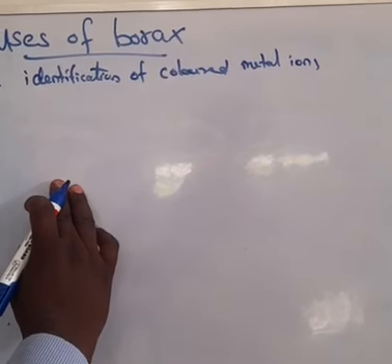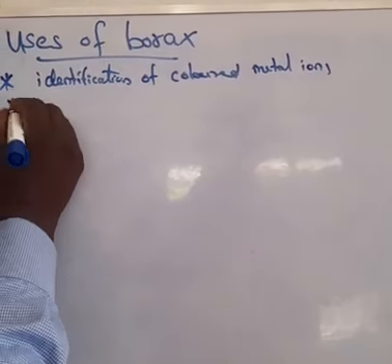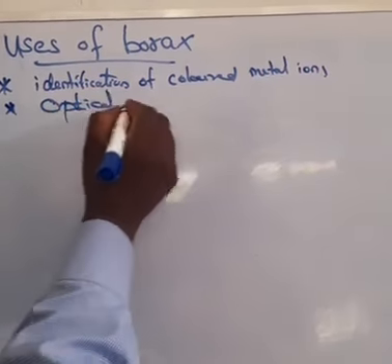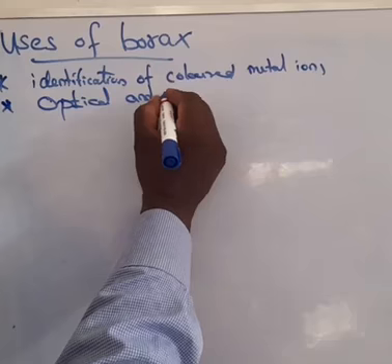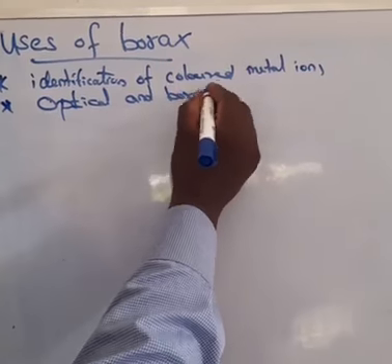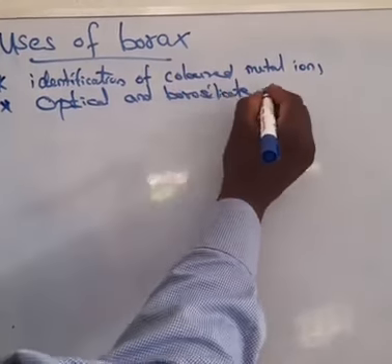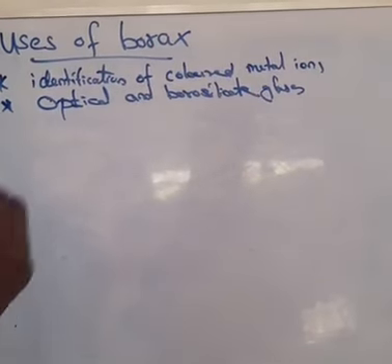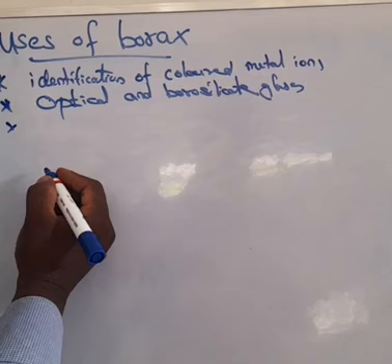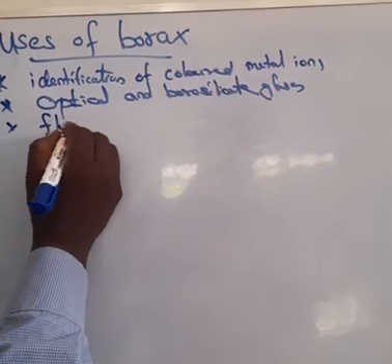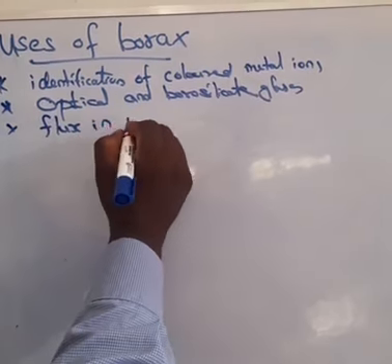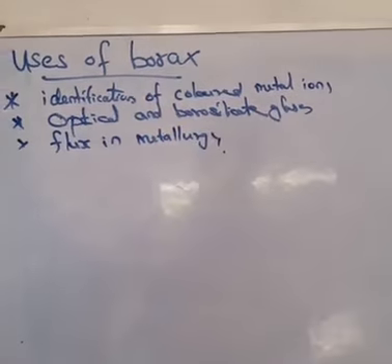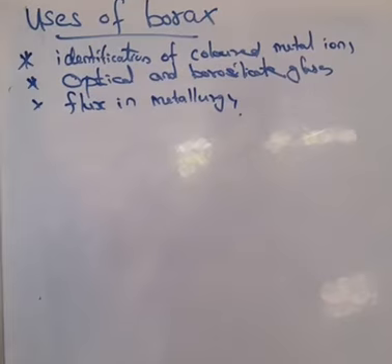Next one, it is also used in the manufacture of optical and borosilicate glass, enamels, etc. Next one, it is used as a flux in metallurgy. These are the uses. 2-mark question.